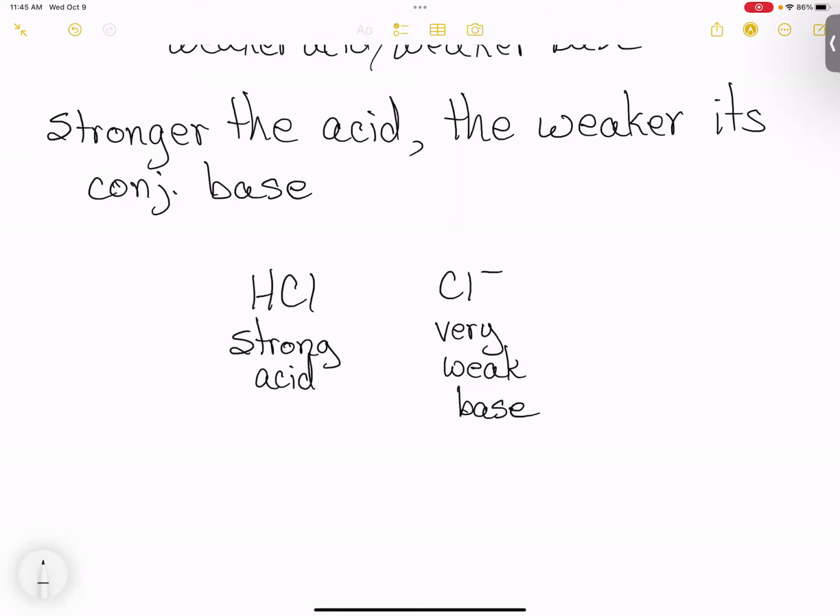Of course, this is shades of gray. On the left-hand side, as you go down the table, the acid becomes weaker. But if you look at the right-hand side, you will notice that the conjugate base becomes stronger.